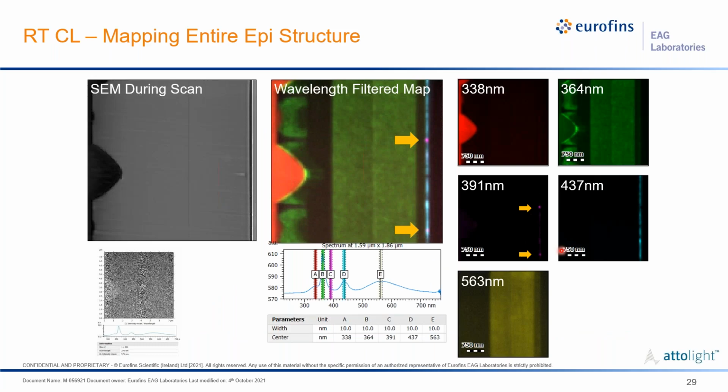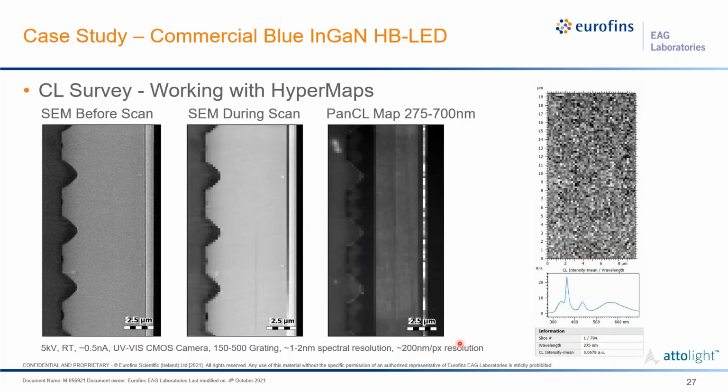One thing to note, which I didn't show down here, is that, like I mentioned, we have access to changing gratings. Here we're using a fairly low resolution grating, 150 lines per millimeter, and this gives us about 1 to 2 nanometer spectral resolution. In terms of the map, this is approximately 128 pixels tall, so we've got about 200 nanometers per pixel spatial resolution in the map itself.